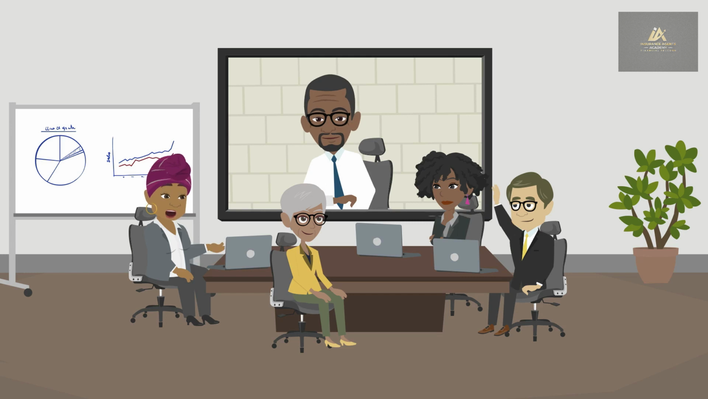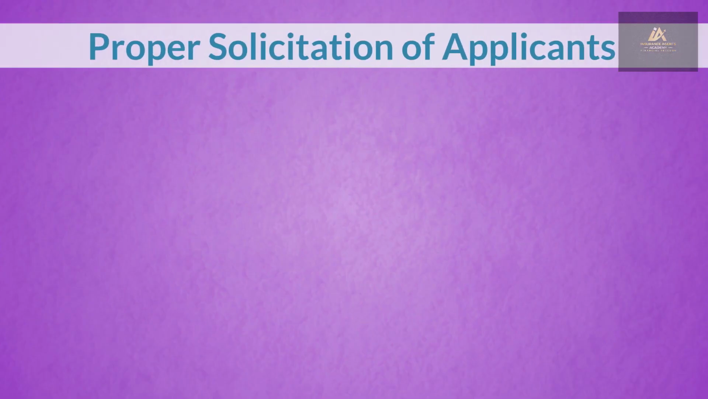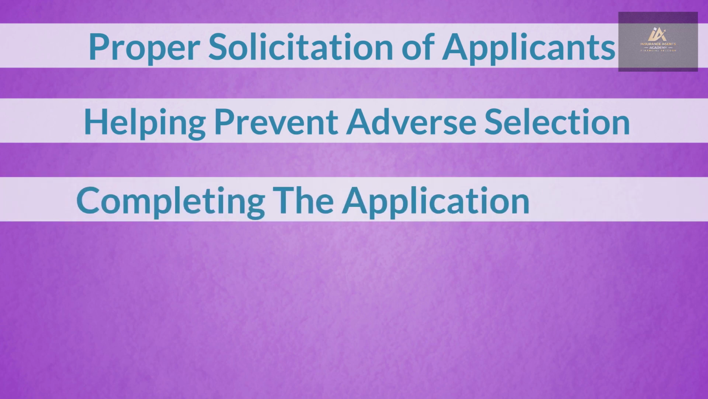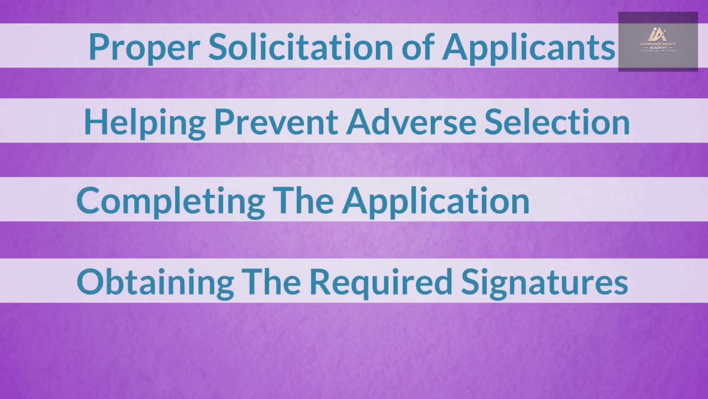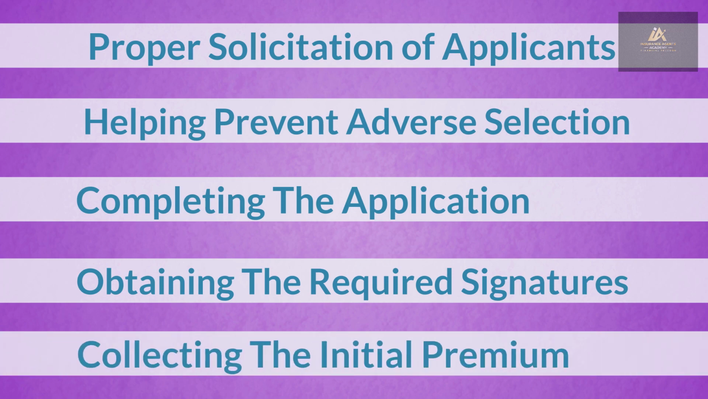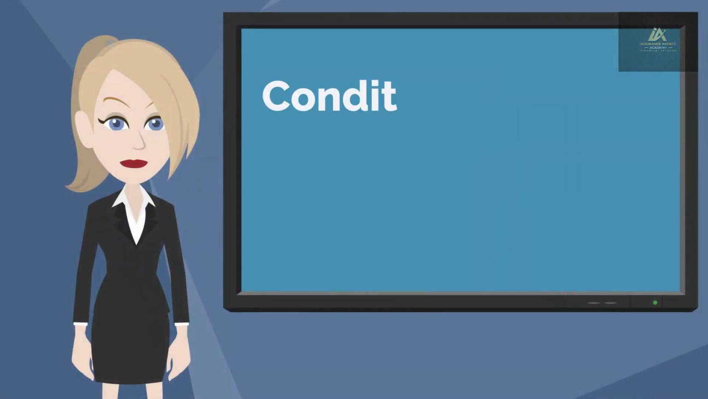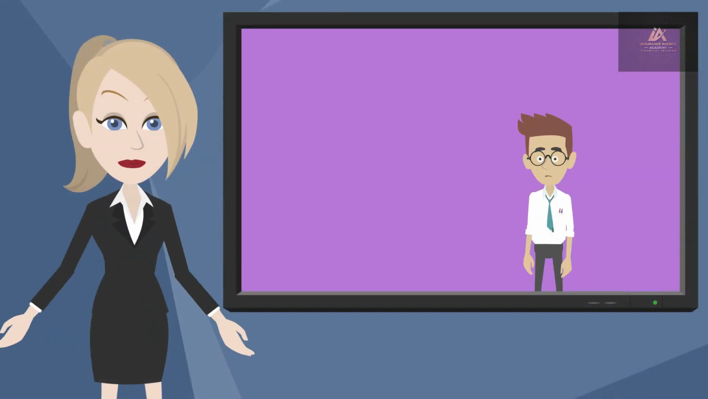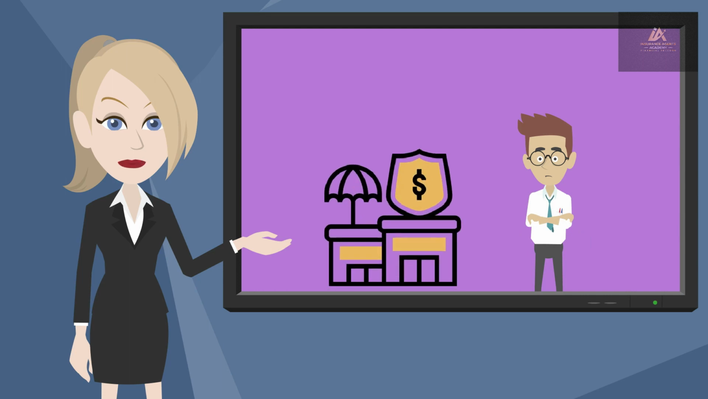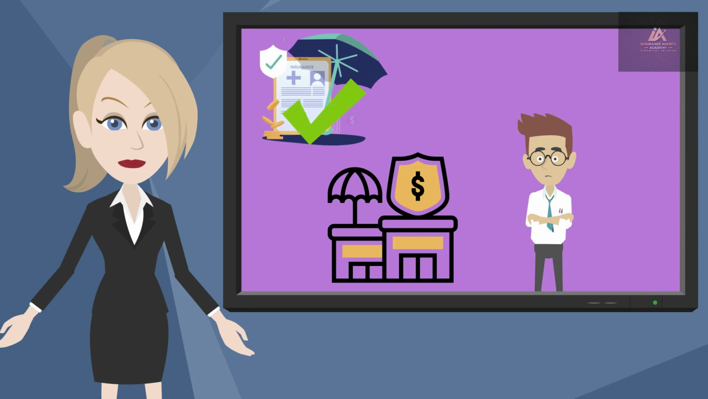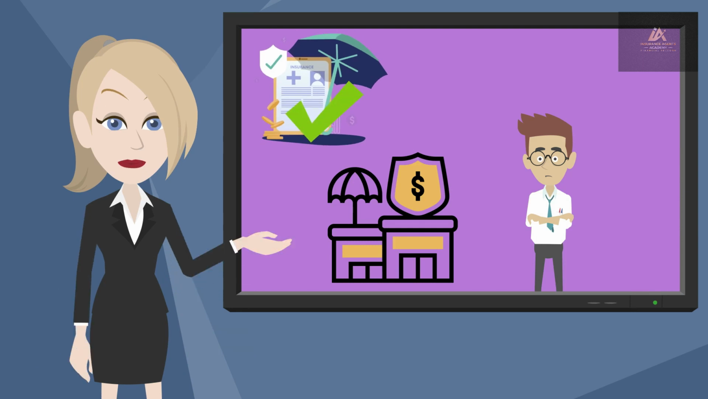As a field underwriter, the agent has many important responsibilities during the underwriting process and beyond, including the following: proper solicitation of applicants, helping prevent adverse selection, completing the application, obtaining the required signatures, collecting the initial premium, delivering the policy, and issuing the receipt. The most common receipt is a conditional receipt. With a conditional receipt, the applicant is covered by the insurance company as of the date of the application, providing that the insurance company approves them for insurance.